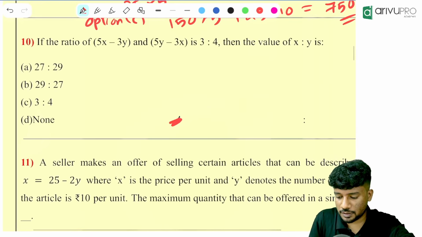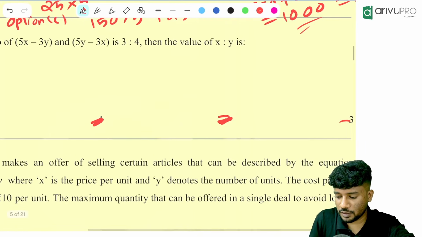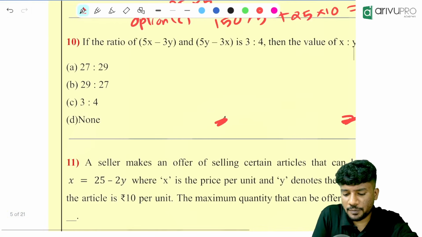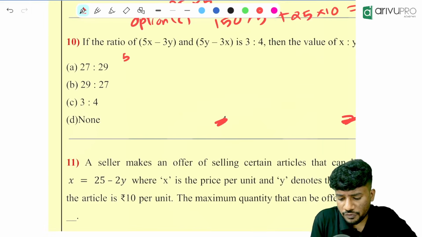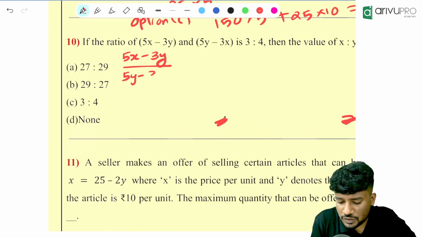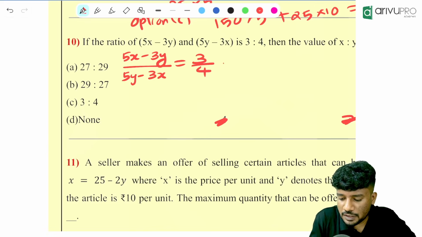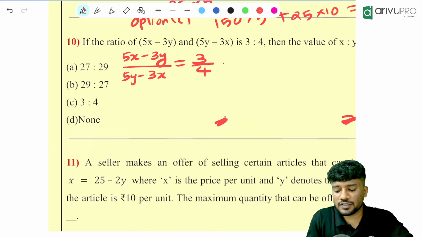Okay, something is wrong. Some values are written wrongly over here. So what is given? The ratio of 5x minus 3y and 5y minus 3x is equal to 3 by 4. Then find x and y is the question.